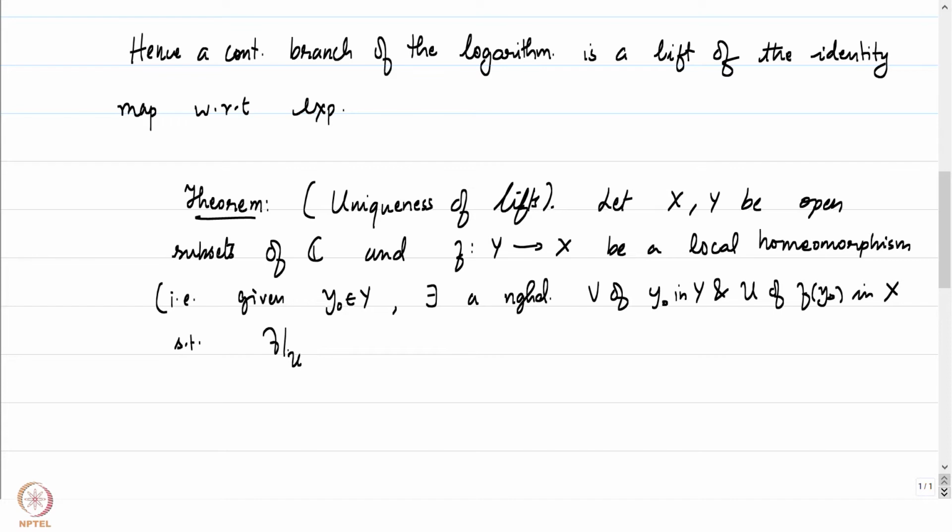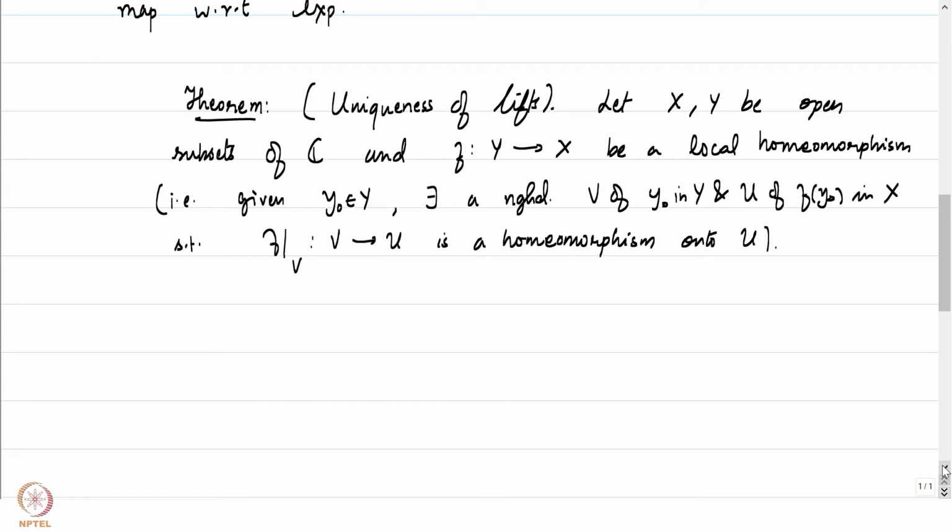such that f restricted to V, from V to U, is a homeomorphism onto U. Recall that a homeomorphism is just a continuous map with a continuous inverse. So in particular, it's necessarily a bijective map. So a local homeomorphism means that locally it's going to be a homeomorphism. It need not necessarily be a global homeomorphism.